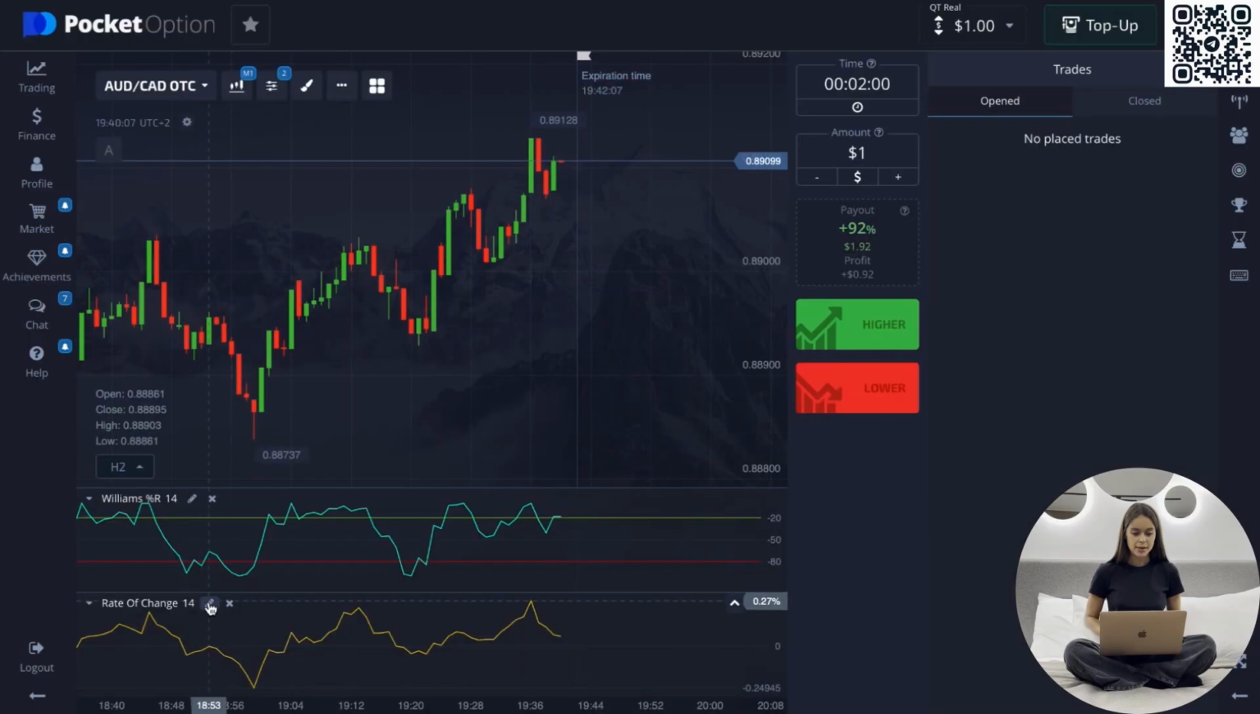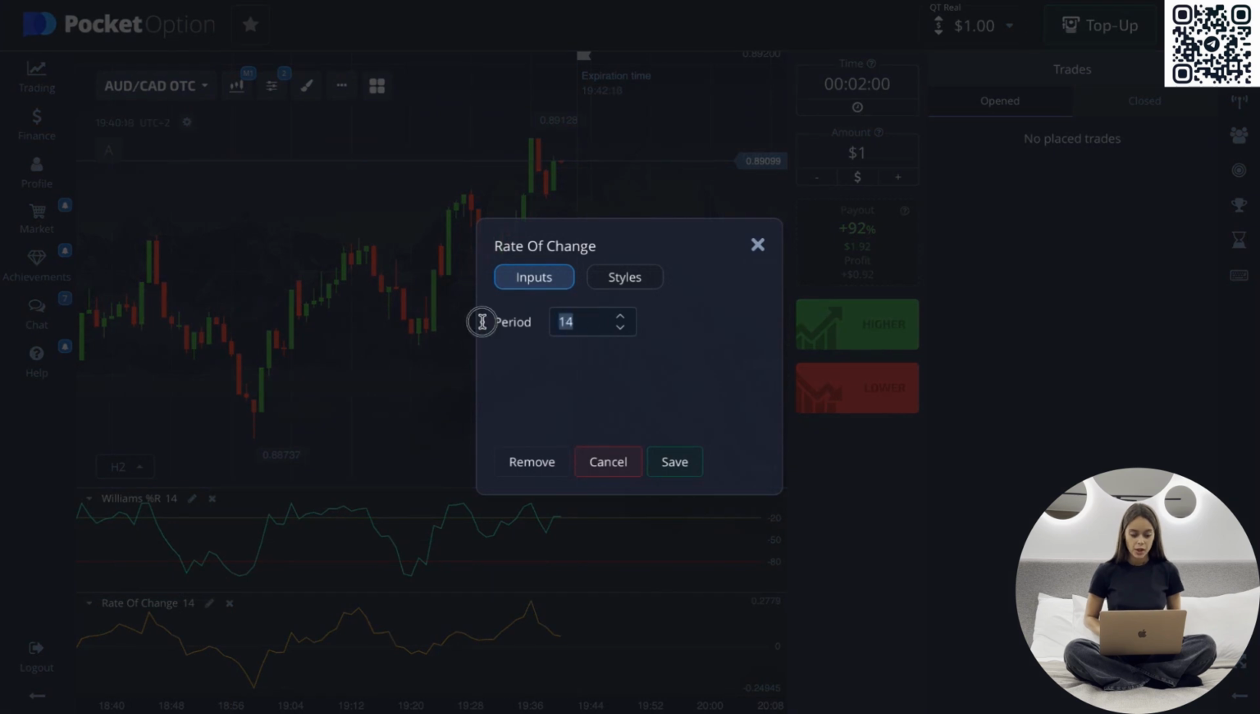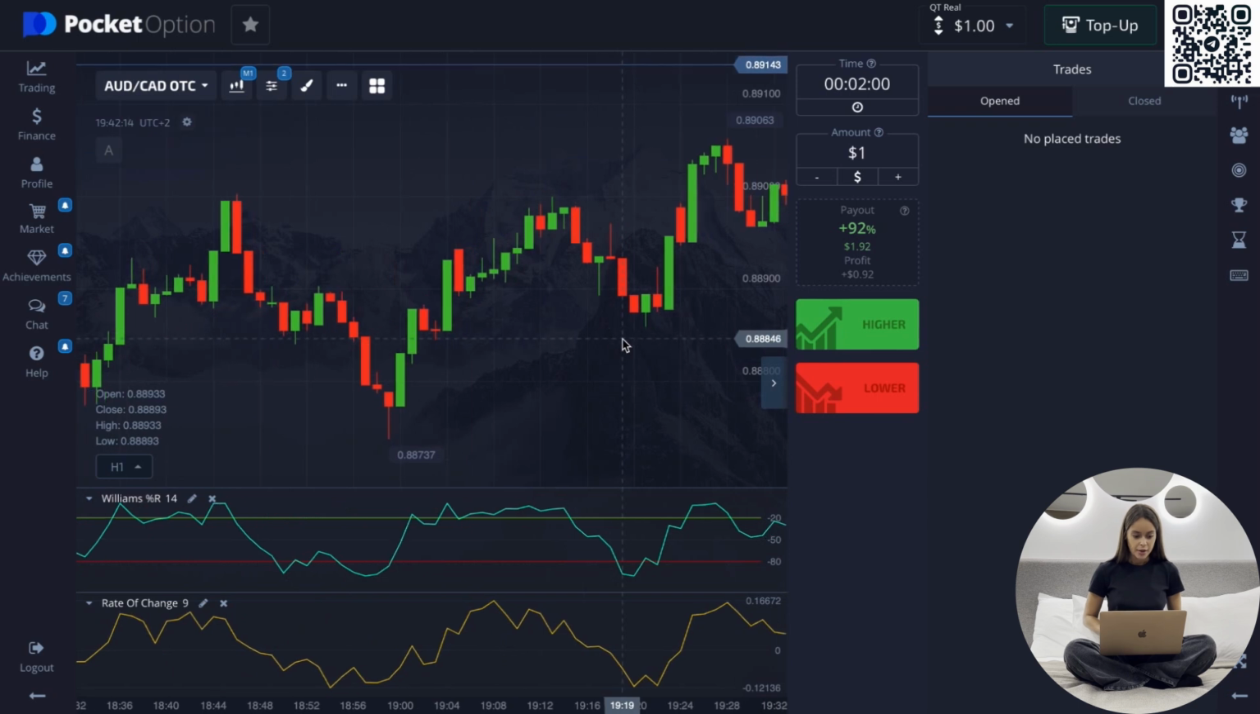So let's start setting up our trading strategy. To begin with, I will add two indicators to our chart. There are the Williams Percent Range and the Rate of Change indicators. Next, I will proceed to their configuration.